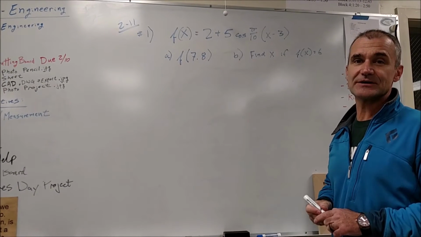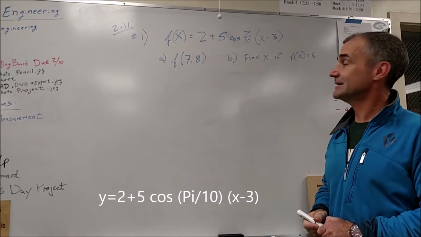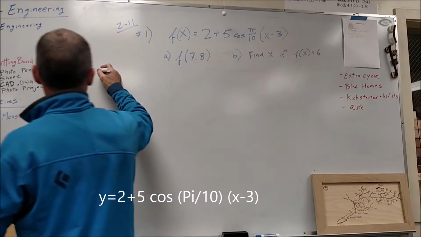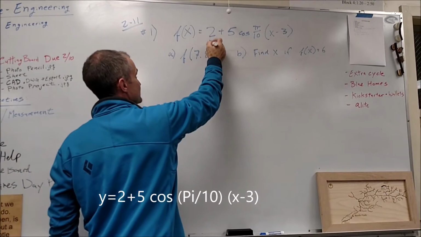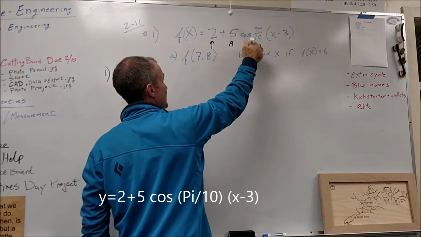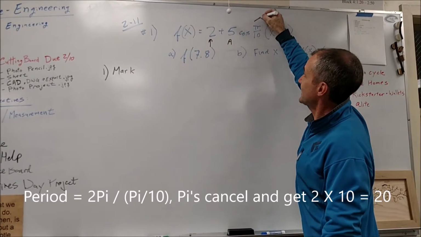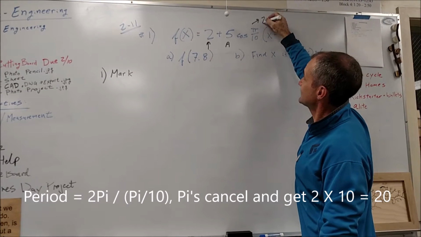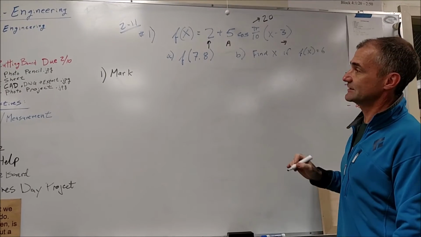Evaluate sinusoidal functions. First I'm going to graph this trig function right here, and I have a 5-step process. Step 1 is mark up the equation. So this is the vertical shift, the amplitude. I find my period by doing 2 pi divided by pi over 10. So 2 pi divided by pi over 10 is 20. So my period is 20, and this is the phase shift.